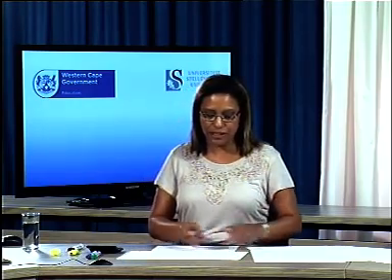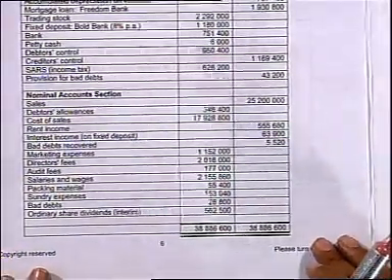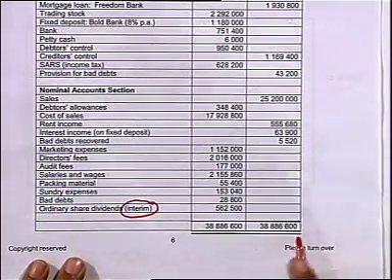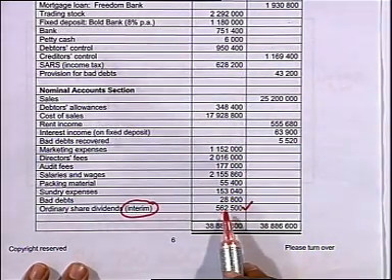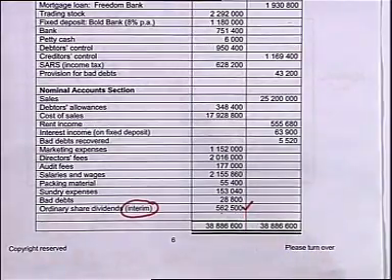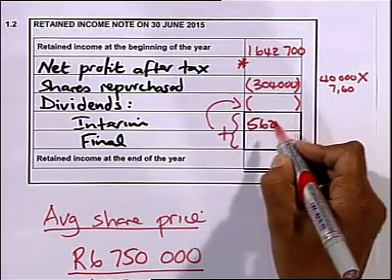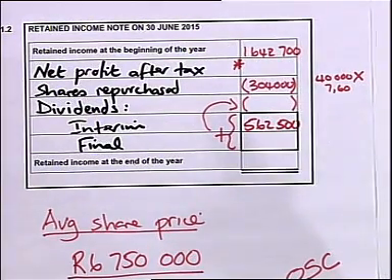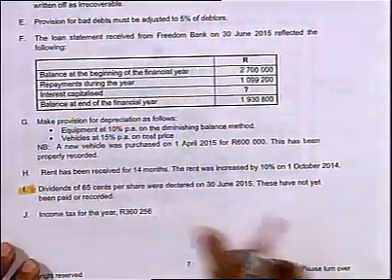So let's look at the information to see where we get the dividend. Your interim dividend would have been paid, and you will always find your interim dividend in your pre-adjustment trial balance. There's your interim dividend. You don't have to calculate it. It is given. It is 562,500. So let's put that in, 562,500 rand. Your final dividend, unfortunately, you're going to have to calculate, because they're going to tell you how much the final dividend is, and I highlighted it there.